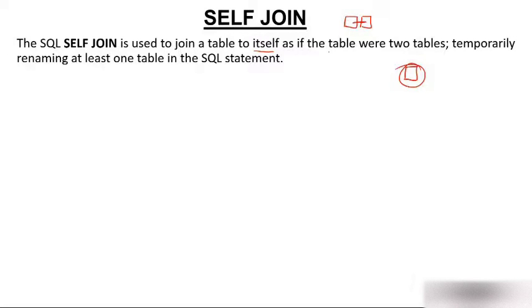Then we have to see the table as if it were two tables. This means that you have to create a virtual table, as if the table were two tables, temporarily renaming at least one of the tables in the SQL statement. Suppose I have a table named student. I'll make a copy of this student and name it student one. Then the same student has a copy as student one, and then we will join these two tables. So this kind of joining is known as what? Self join.